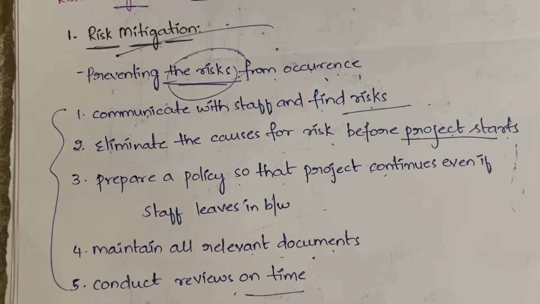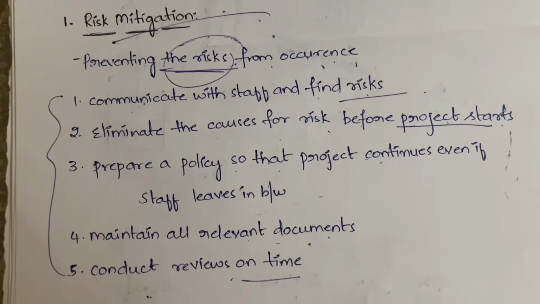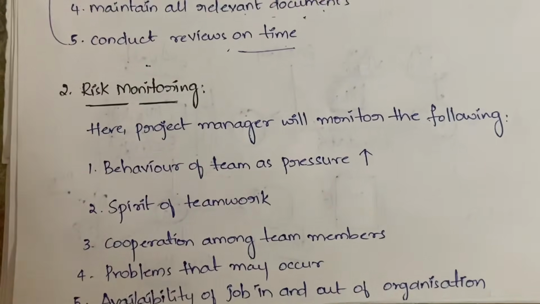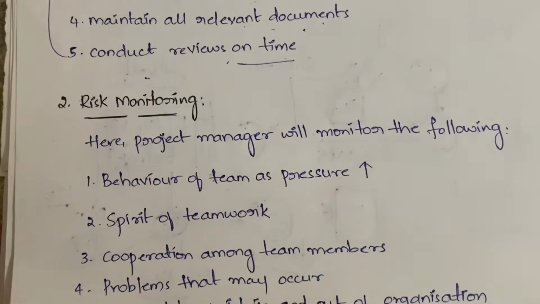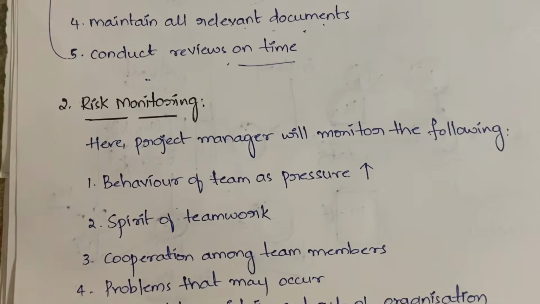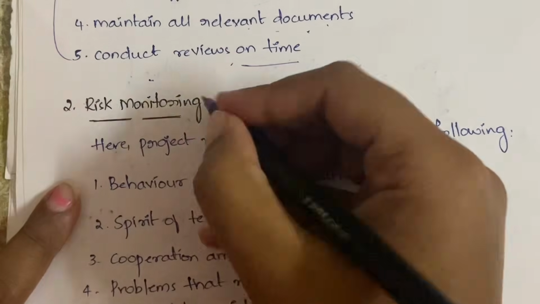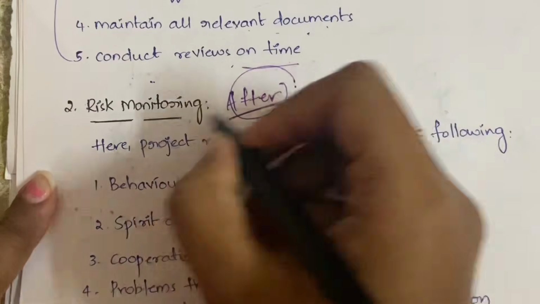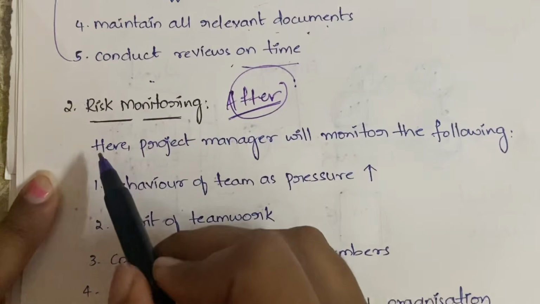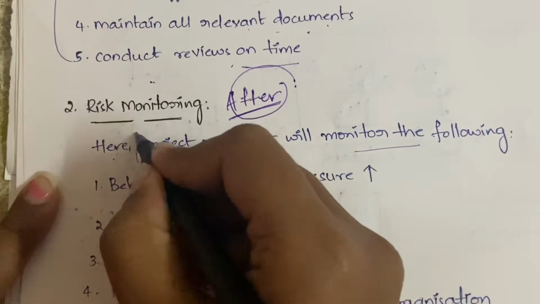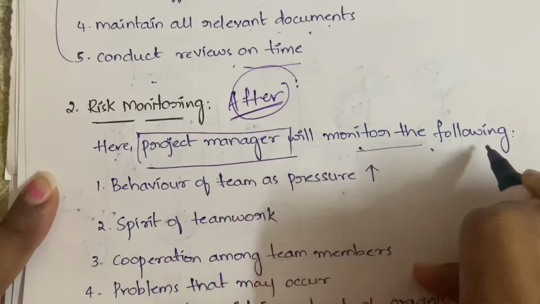And after risk mitigation, what do we have? We have risk monitoring. So let us see what happens in risk monitoring. In risk monitoring, there are several activities. This will happen after the risk has occurred, and there will be some risk monitoring activities. So first, who will do all these risk monitoring activities? The project manager. The project manager will monitor the following activities.